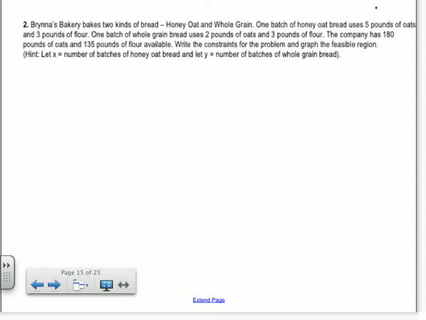So let's get a little bit harder here. It says Brenna's Bakery bakes 2 kinds of bread, honey oat and whole grain. One batch of honey oat bread uses 5 pounds of oats and 3 pounds of flour. So that's probably going to be important, so let's underline. Honey oat uses 5 pounds of oats and 3 pounds of flour. One batch of whole grain bread uses 2 pounds of oats and 3 pounds of flour.